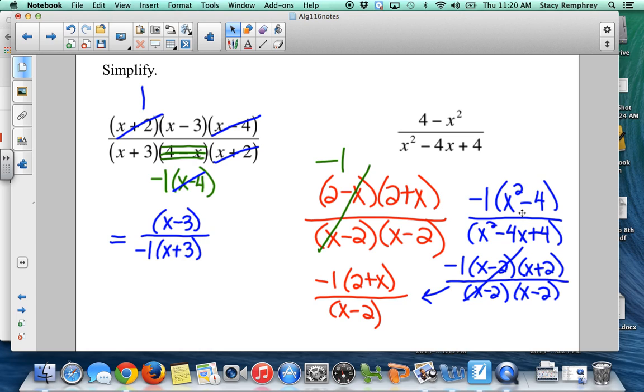In blue, I did the exact same problem, just did it a little bit of a different way. And I started by factoring a negative 1 out of the numerator. And then from there, I factored the x squared minus 4. I canceled. I still got the same answer. But some of you will be able to work with this, and some of you may find that factoring out the negative 1 first is a little easier.